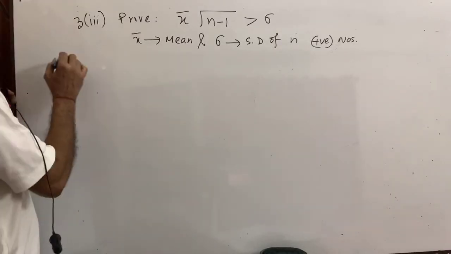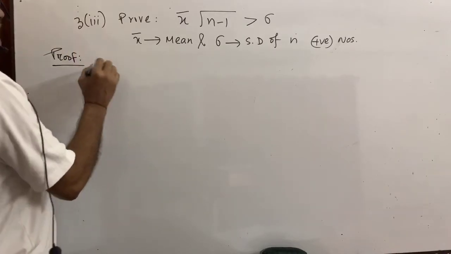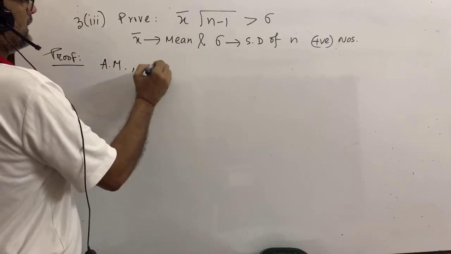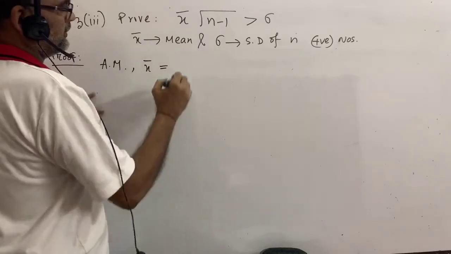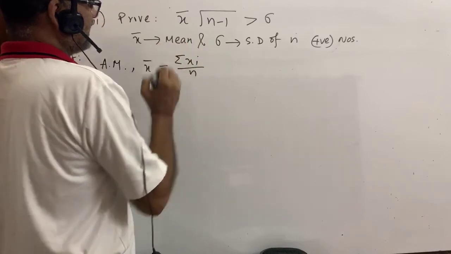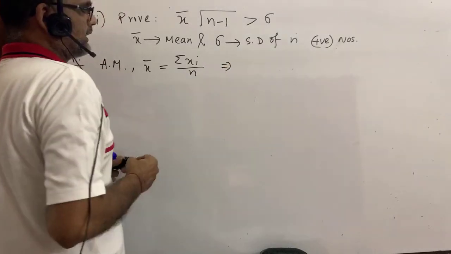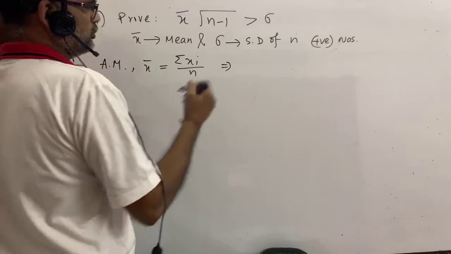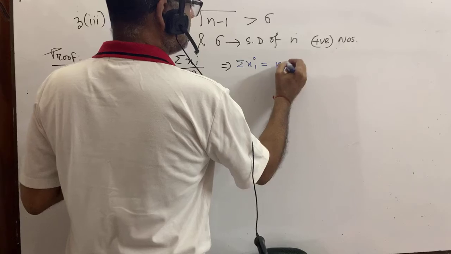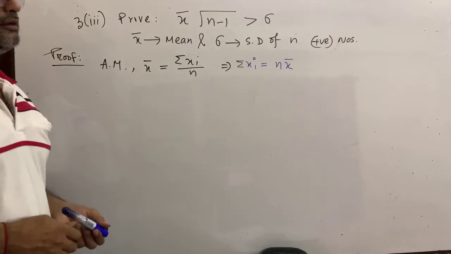Write down proof. What is x bar? Arithmetic mean. X bar equals to what? Can you tell me please? For last 3 days I am showing you this. This is x bar. So from here we can write summation xi is equal to n x bar. Okay, we know it. Yes, all of us know it, right?